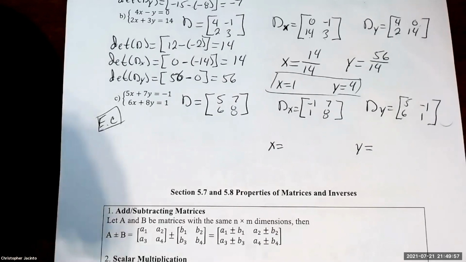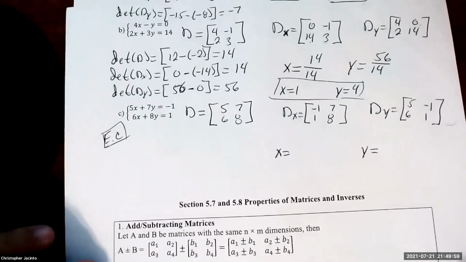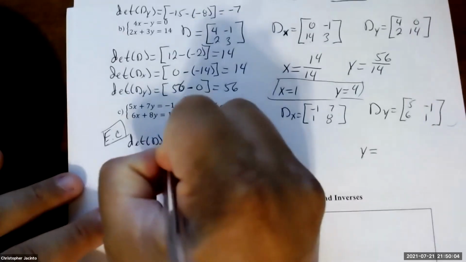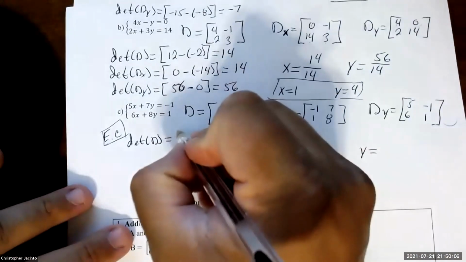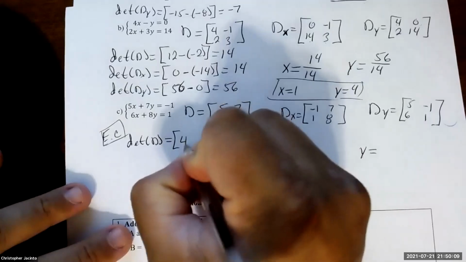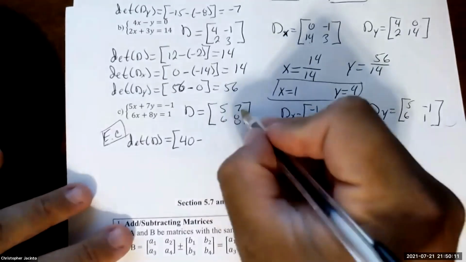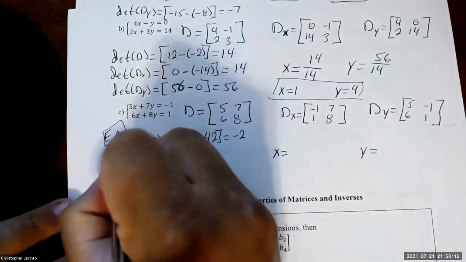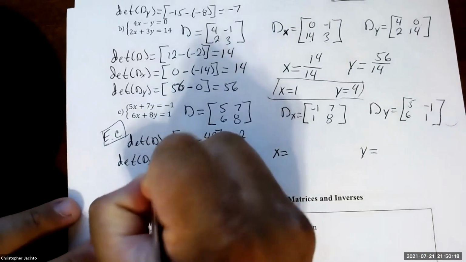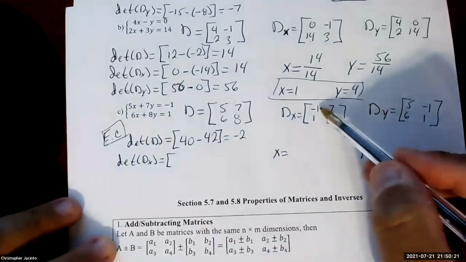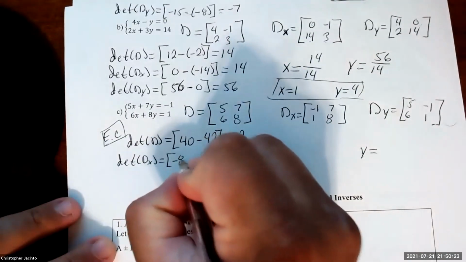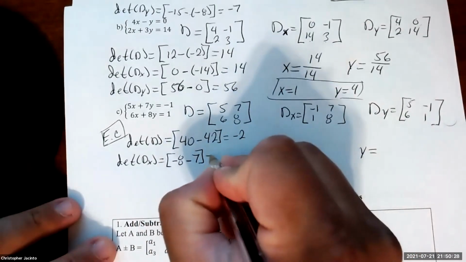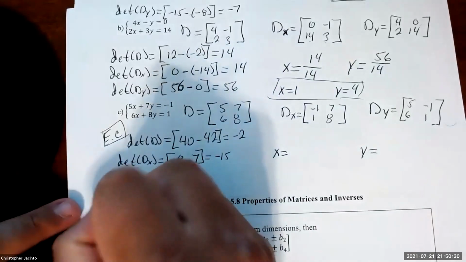Okay, let's see if you guys are all right. I got something different. We'll find out. The determinant of d is 5 times 8, which is 40, minus 6 times 7, which is 42. That's going to be negative 2. Determinant of dx is negative 1 times 8, so that's negative 8, minus 1 times 7, which is 7, so that's negative 15.